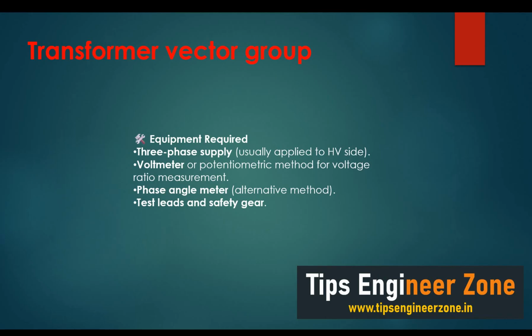The vector group test requires equipment like a three-phase supply, usually applied to the HV side, a voltmeter or potentiometric method for voltage ratio measurements, and a single-phase meter as an alternative method, plus test leads and safety gear.